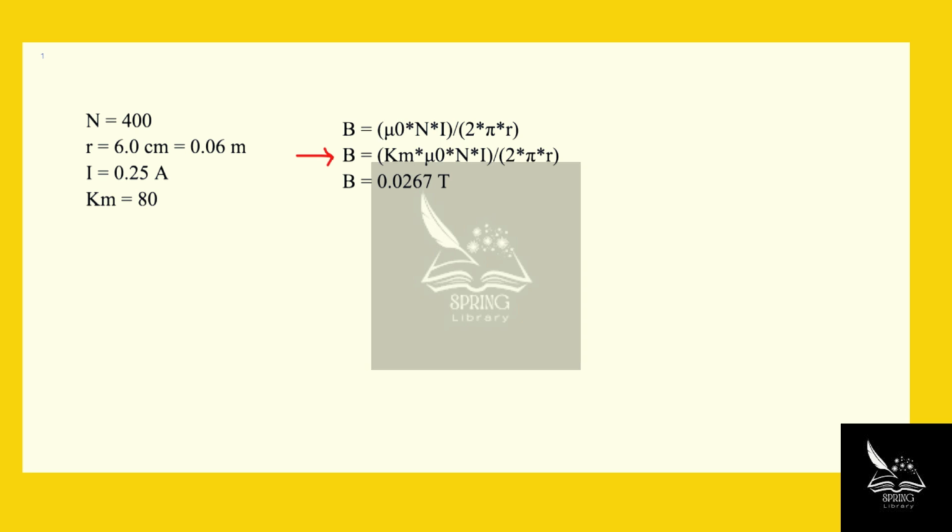Now, part B asks the amount due to atomic currents. So that's an interesting question. And really, the amount due to atomic currents can be found by just taking the difference from this result that we got here using this formula, the difference between that and the result where we don't have any permeability, where we're not considering this relative permeability. So when we just use mu naught here instead of Km times mu naught.